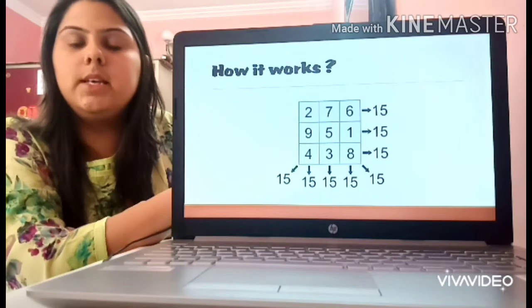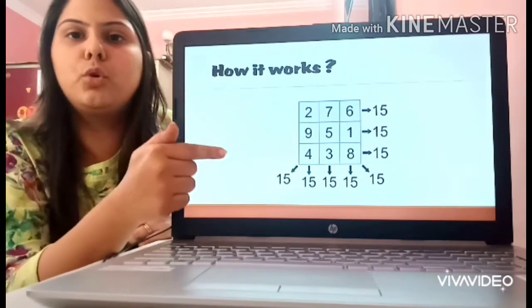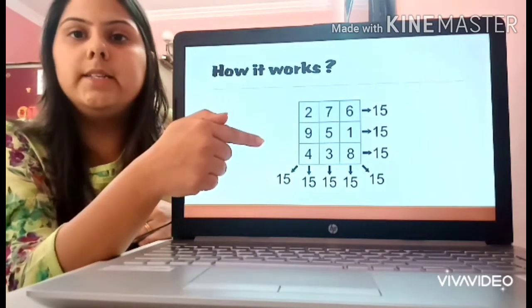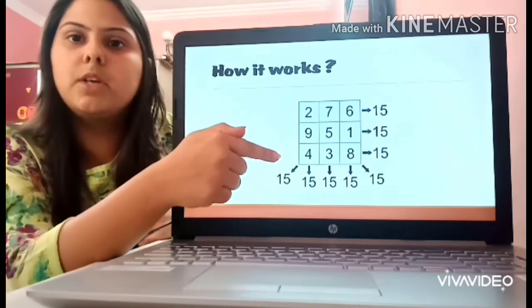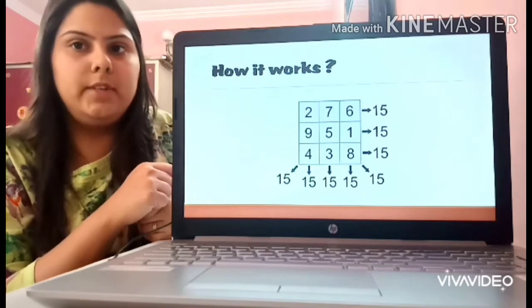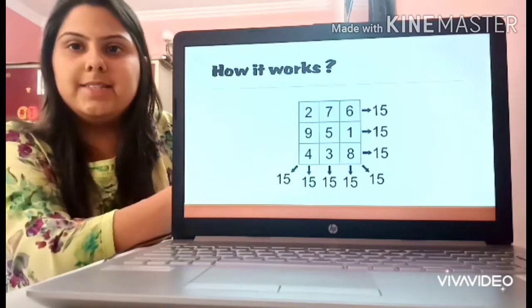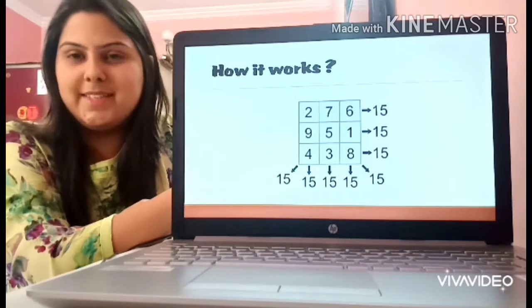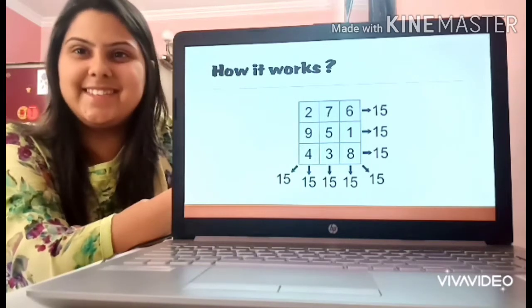As you can see, this is the same grid which shows how the sum of the entire rows, columns and diagonals comes out to be 15. And you can check it yourself for any of these columns, rows and diagonals. So, is it a magic square? Yes, it is.